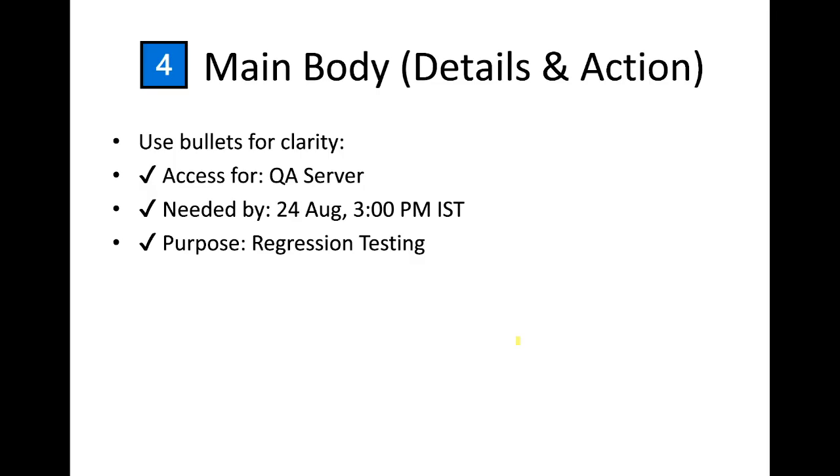You can use a bullet point like, access for the QA server needed by 24th of August. You can mention the timing also, like 3 p.m. IST. If you need any report or documents, you mention the date. Purpose: you can mention, like, regression testing. So this is the main point, and you can highlight it. This is the main body, and in this you can explain everything in a very detailed way.